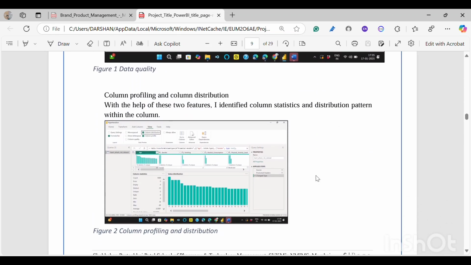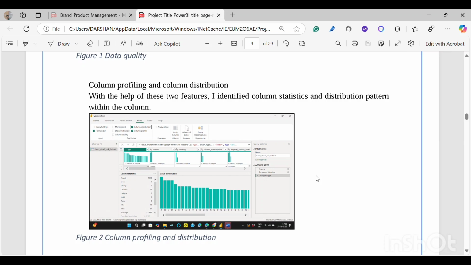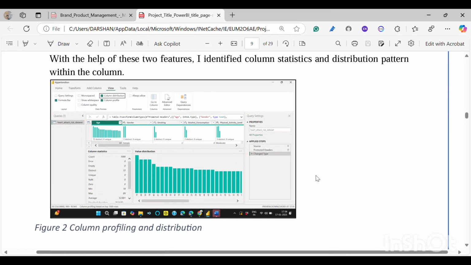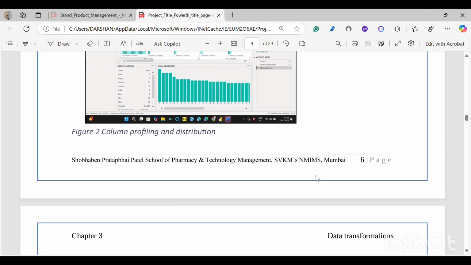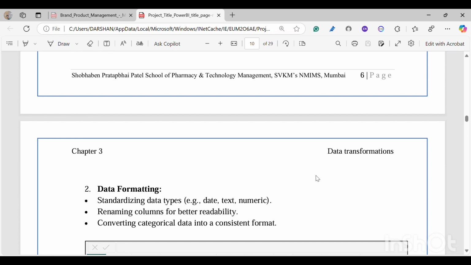So I did pretty much everything before transferring the dataset to the Power BI dashboard. I went through the column profile and column distribution and identified whether there are null values or duplicate values. By looking at that, I finalized that yes, the data is completely workable. We can directly transform it to Power BI.